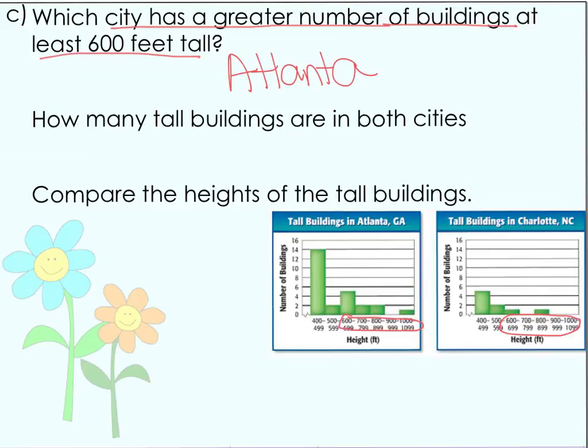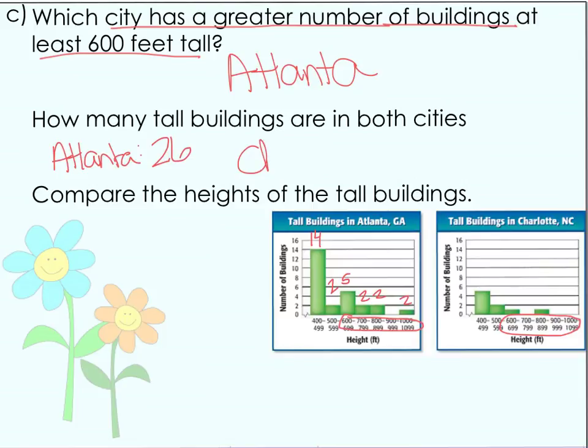All right. Now it asks the question, how many tall buildings are in both cities? So now we have to take a look at adding up all the bars in both of them. So let's take a look at how many Atlanta has. So 14 in this one, 2, 5, 2, 2, 2. So let's go ahead and add up how many Atlanta has. And if you guys add that up, I'm hoping that you came up with 26.